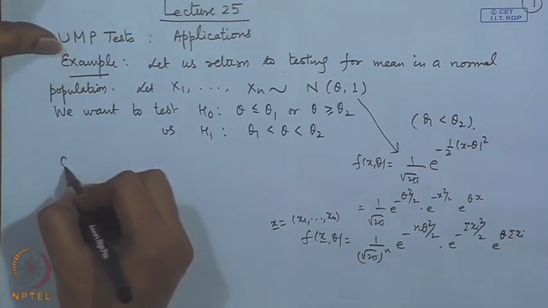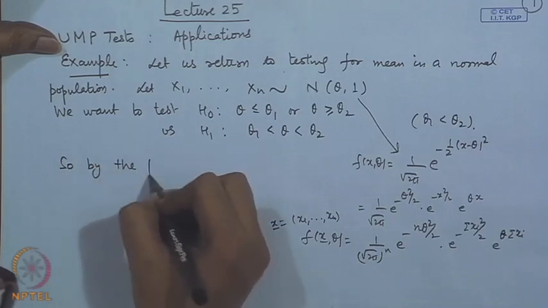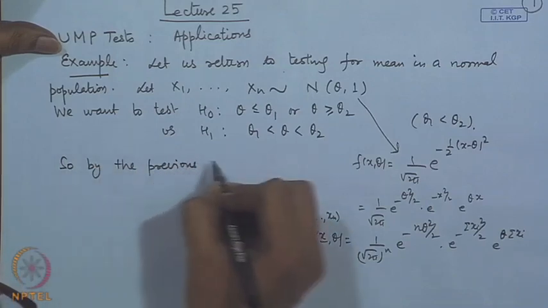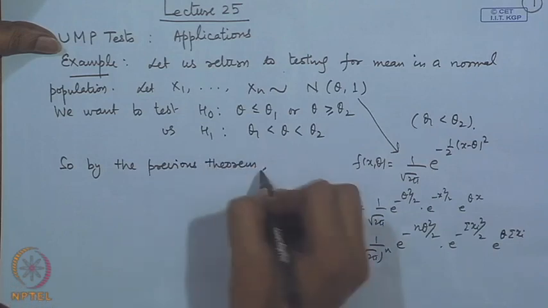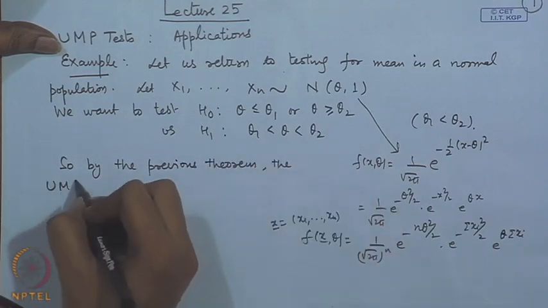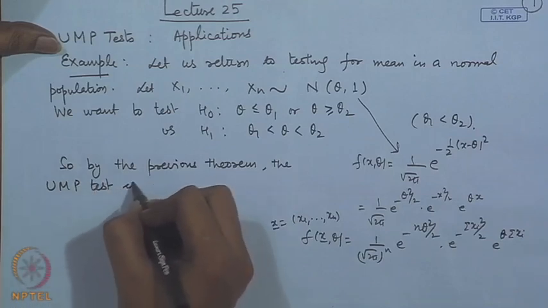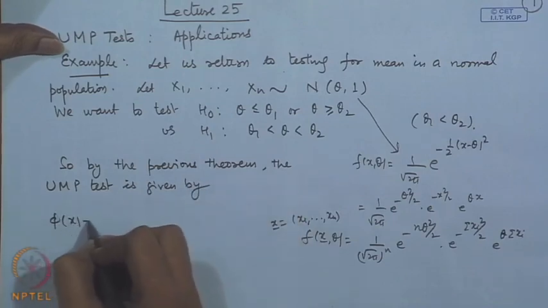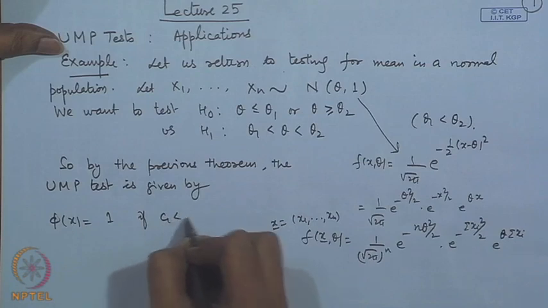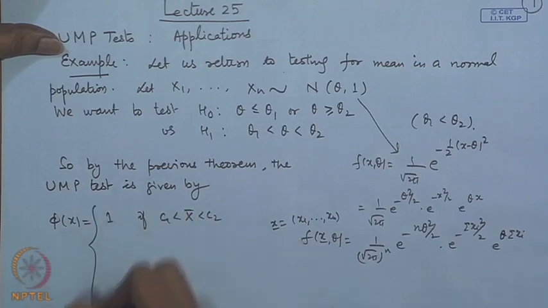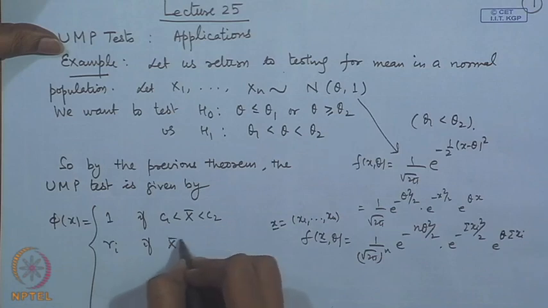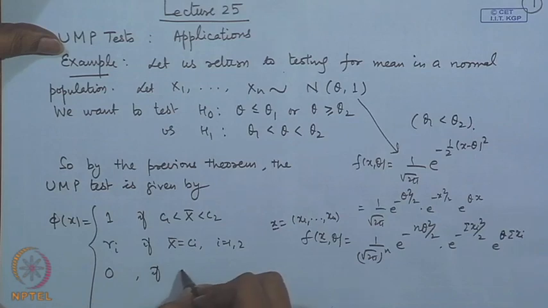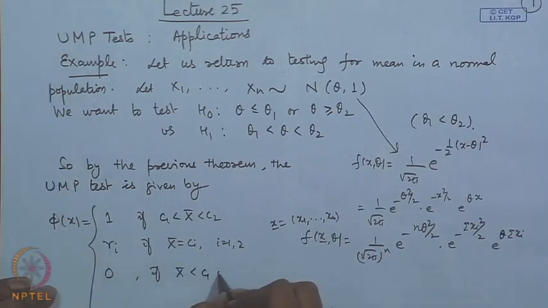So, by the previous theorem, the UMP test is given by phi x equal to 1 if C1 is less than x bar less than C2. It is gamma i if x bar is equal to C i, i equal to 1, 2. It is equal to 0 if x bar is less than C1 or x bar is greater than C2.